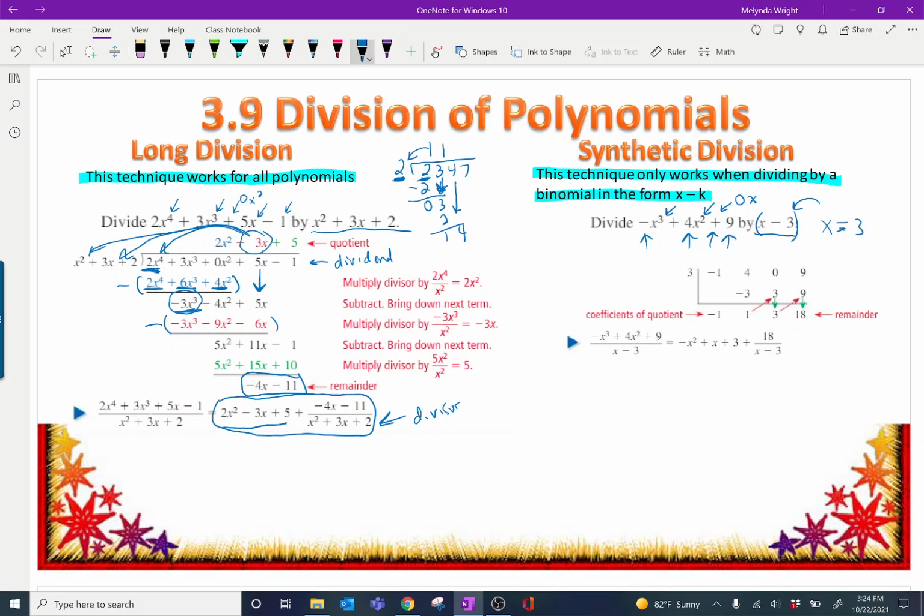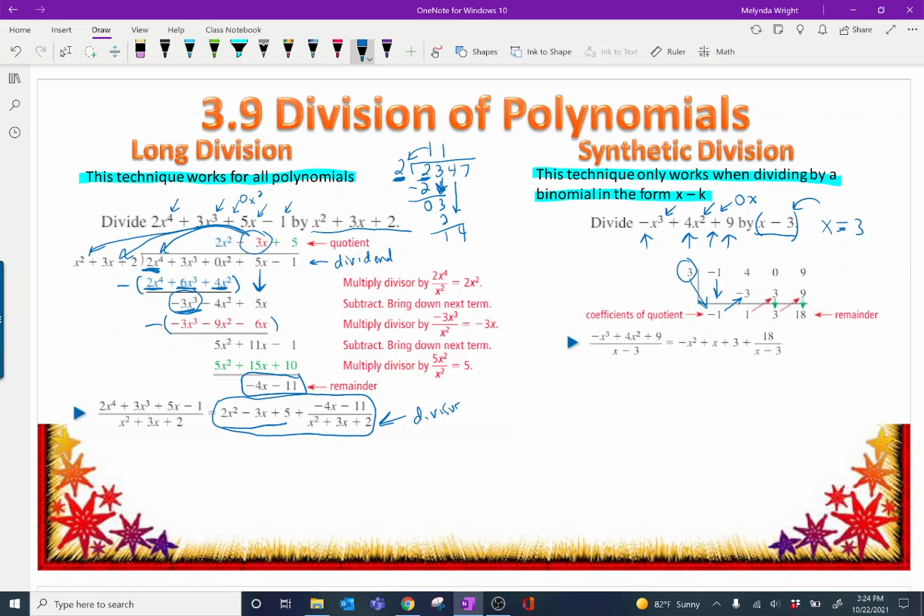Okay, so that's our setup. We have the coefficients lined out. We've got that number that we're dividing by. Then we bring down the first number, -1. And then this is a procedure of multiplying and adding. That's what we do. We multiply. I'm going to take my 3. I'm going to multiply it by the -1. And that gives me a -3.